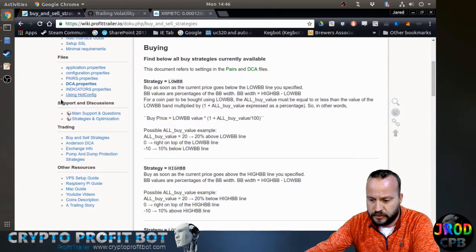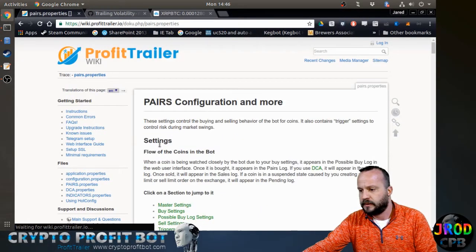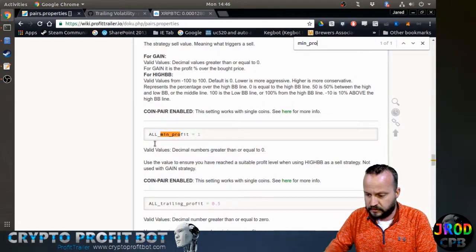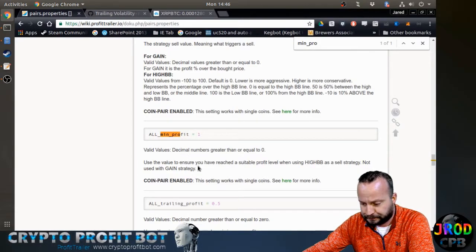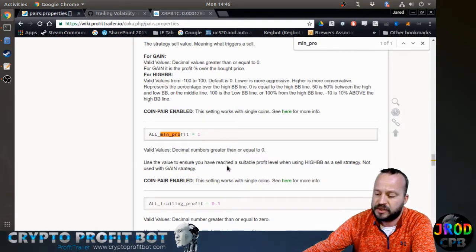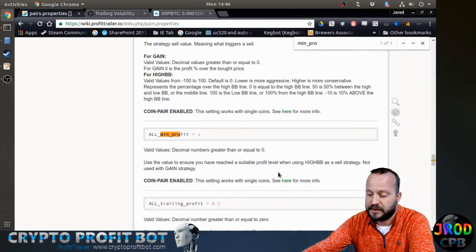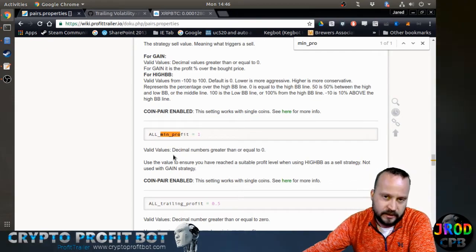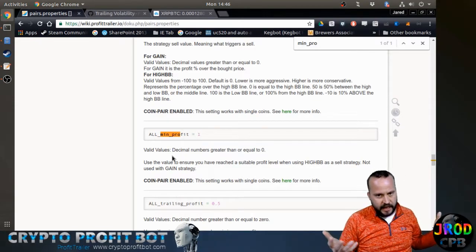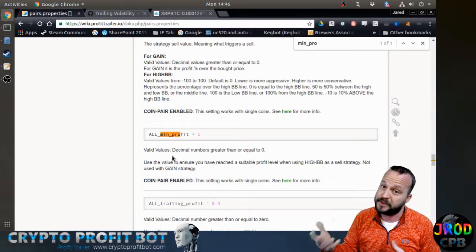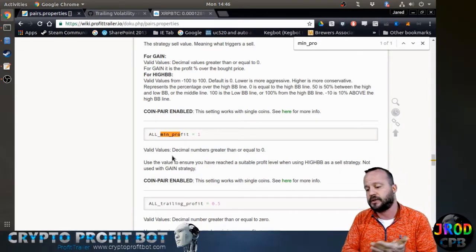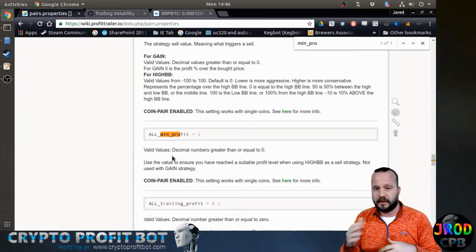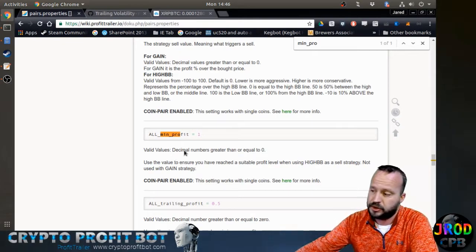We will go to pairs. I think it's min profit. Yep, so all min profit. It says use this value to ensure you've reached a suitable profit level when using high BB as a sell strategy, not used with gain. So just remember, one is probably a good level for that, because exchanges can take a quarter of a percent or half a percent on both sides of an exchange. So just make sure that's set to a number so that no matter what, you'll still end up in profit when that condition is triggered.